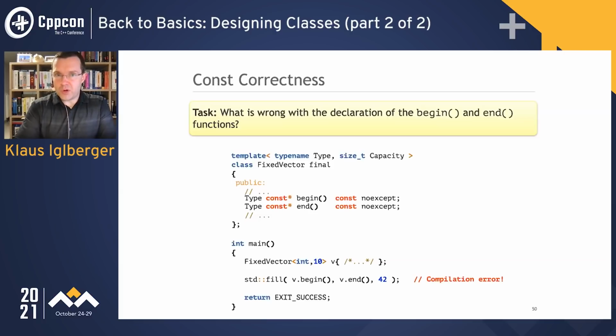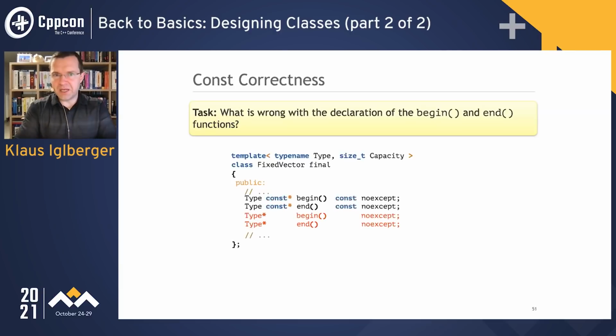Actually, we need a little more. We do not just need these begin and end functions, but we also need the ones that we had in the very beginning. They were not incorrect. It just didn't work for const. So we need both. And yes, you can overload based on this const. I can have one function for constant vectors that returns a pointer to const, and I can have one function for non-constant vectors that does return a pointer to mutable elements. That is what you should do.